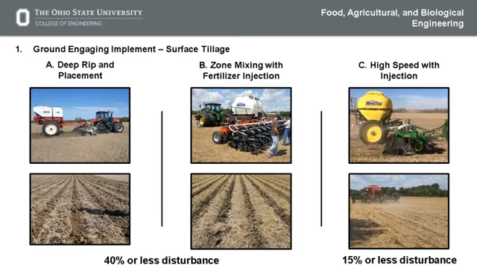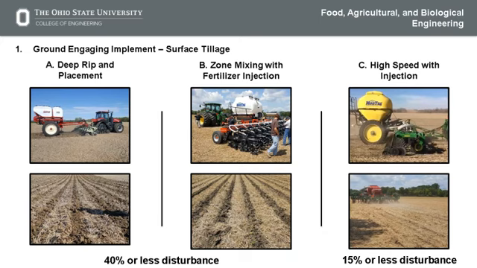So what we did was separate the ground engaging implement side of things into three main categories. Again, this is looking at subsurface application equipment only, as an opportunity to really adopt these tools. The first is a shank style strip till operation, which we like to call the deep rip and placement category. Typically these implements run anywhere from 4 to 12 inches deep, with the ability to place fertilizer anywhere through there in a concentrated band.